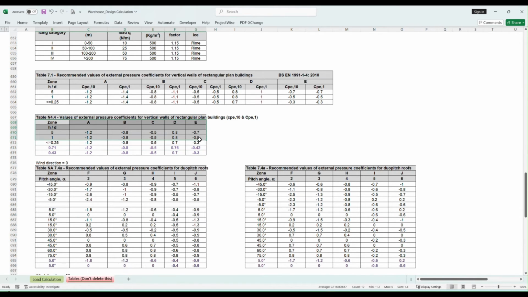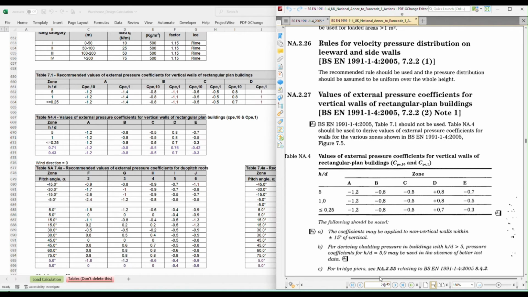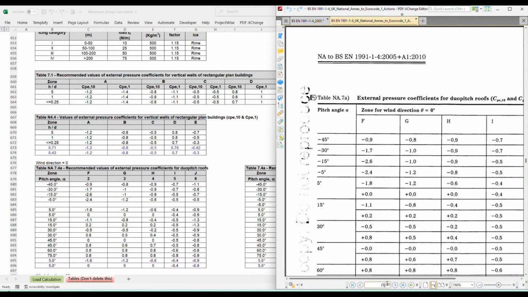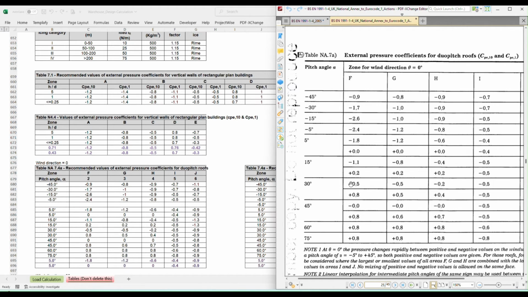Up to here, for wall cladding zones A to E is maintained here, and similarly for the roof cladding, that is F to J, you can see here in the left hand side Excel sheet. For that, page number 25 of the national annex to BS EN 1991 part 1 section 4 is to be referred. Here you can see that Table NA.7A shows the external pressure coefficient for duo pitch. This value is also extracted in this Excel, so that our calculation will be very easy.